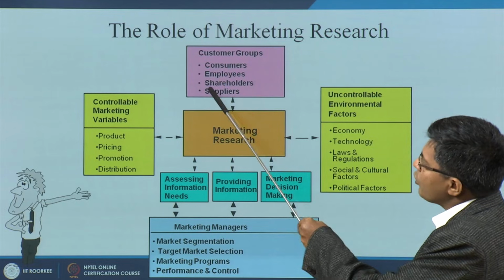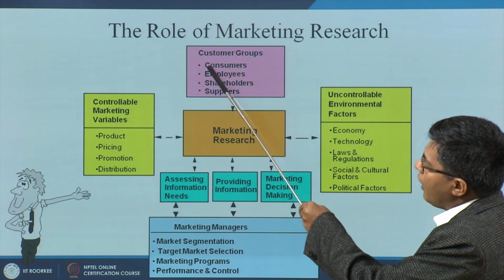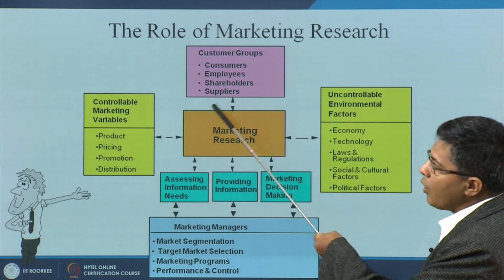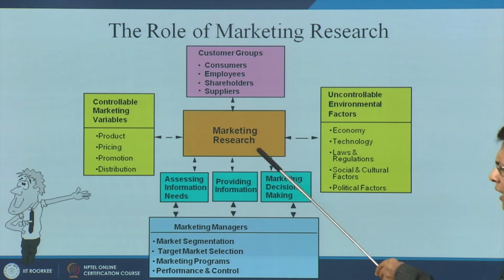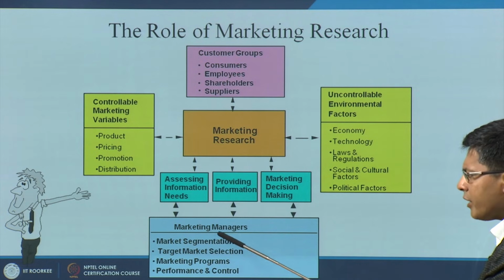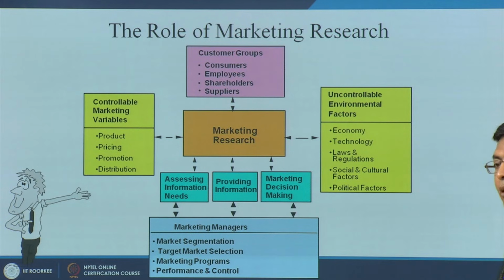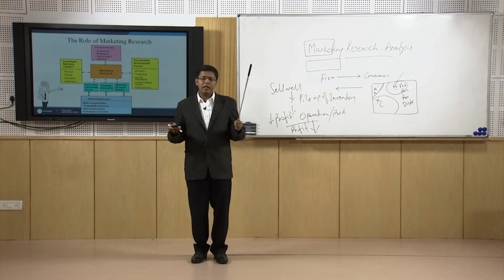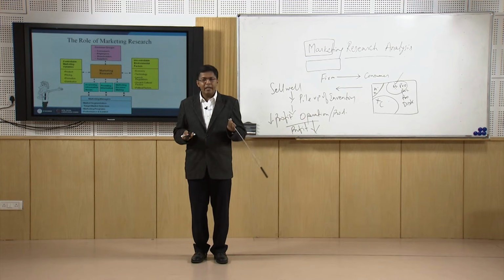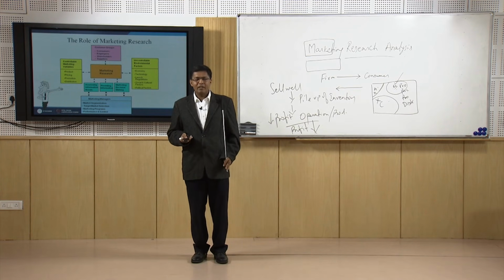The customer groups involved are the consumers, employees, shareholders, suppliers. And all this the marketing managers have to look into: the segmentation, the target market, the programs, performance and control. So, at the end you have to monitor your performance and have control over it, right.